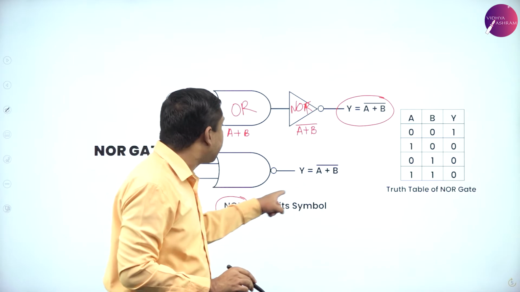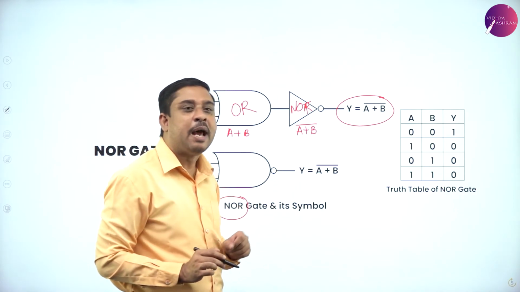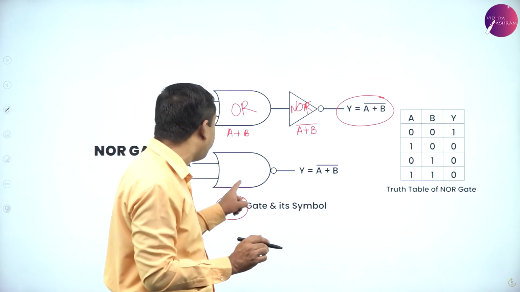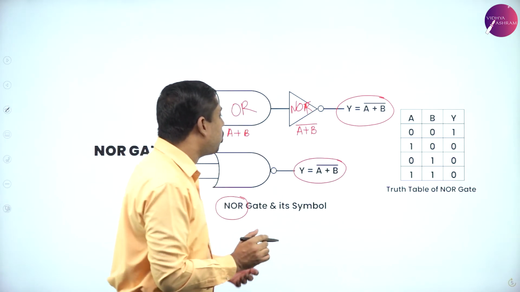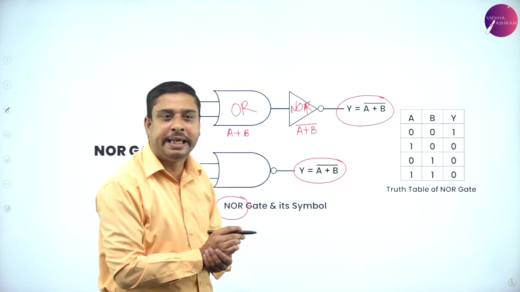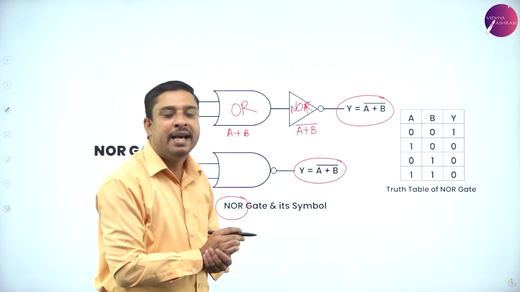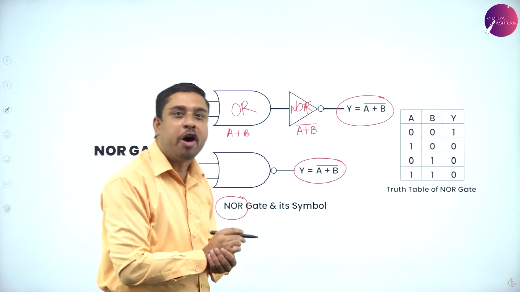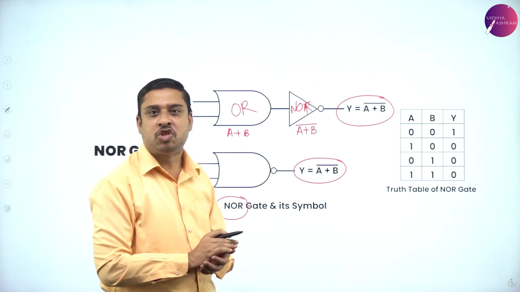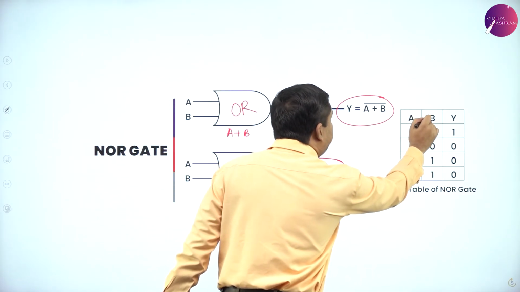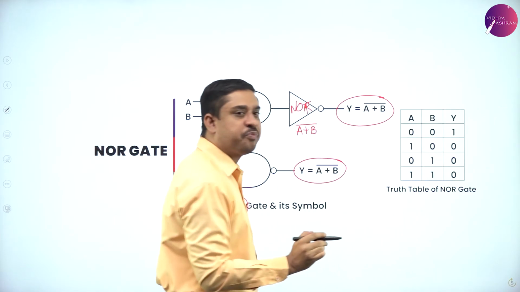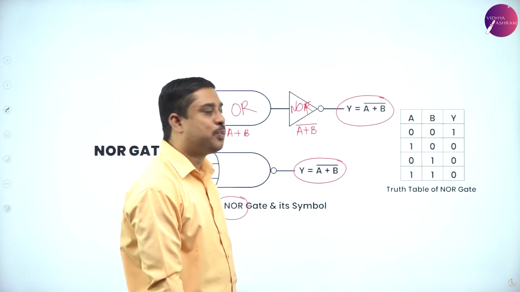This is a concise representation of NOR gate. Again, Y equals A plus B, Y equals A or B inversion. Now, A and B are the inputs. Y is the output.